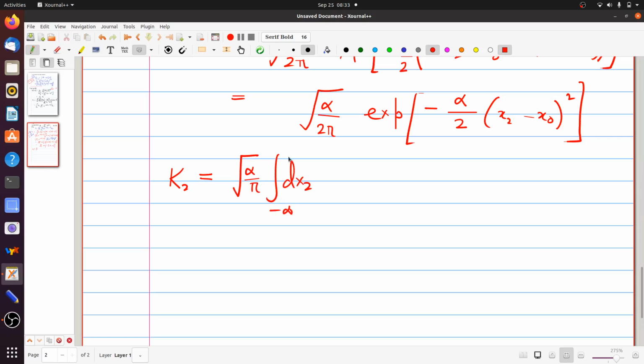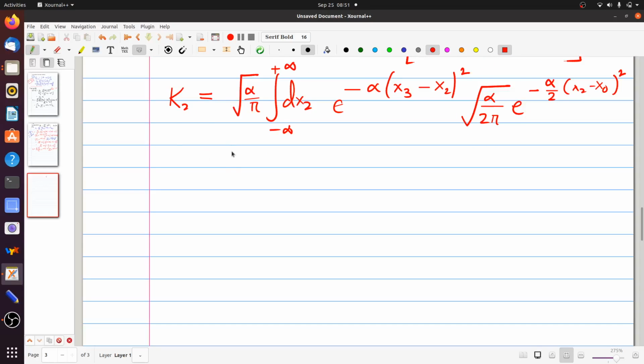dx2, and then stick in the factor exponential minus alpha (x3 minus x2) whole square and k1, which of course is root over alpha by 2 pi, exponential minus alpha by 2 (x2 minus x0) whole square. So let me remind you once again that for this integral, x3 and x0 are constants, only x2 has to be really integrated over.